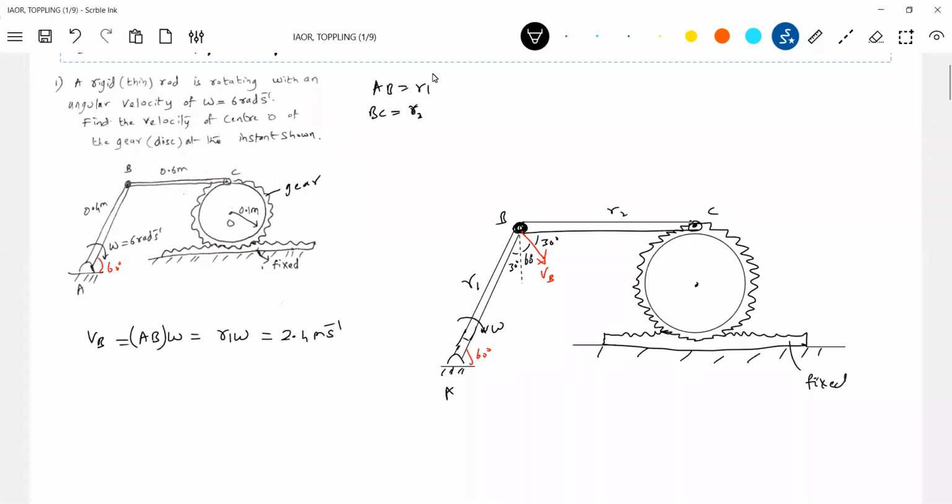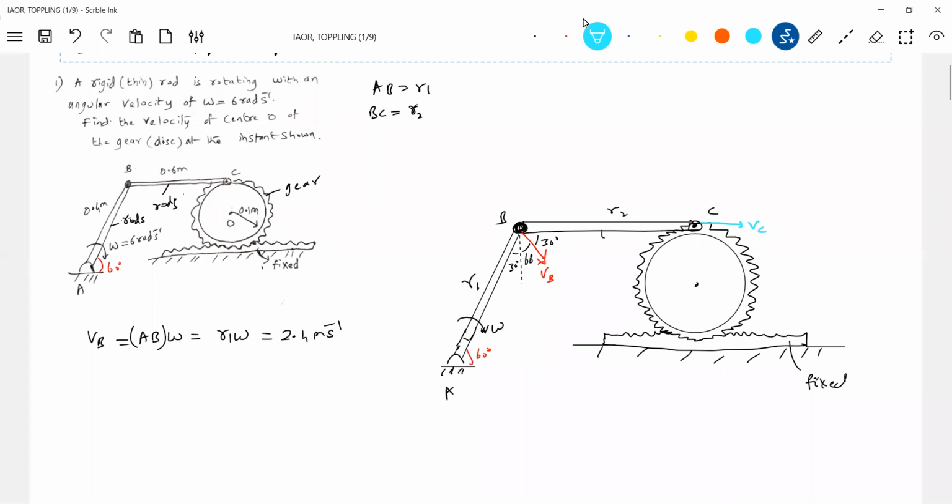Now look at this. Both AB and BC are rods. As it rotates, what will happen to the length of the rod? Will it increase or decrease? Nothing, it remains the same. So the velocity of the ends along the rod should be equal. So VB cos theta should be equal to VC cos 60. Simplest approach, nothing to do.